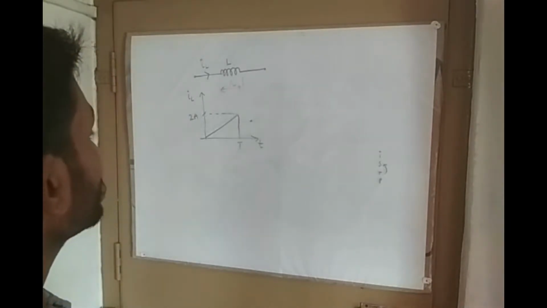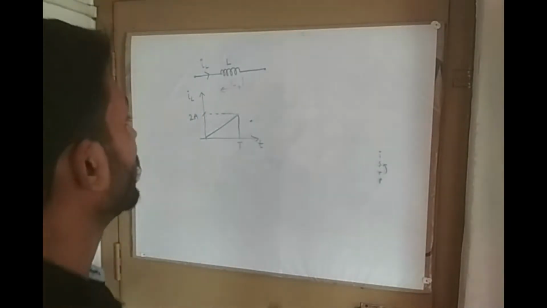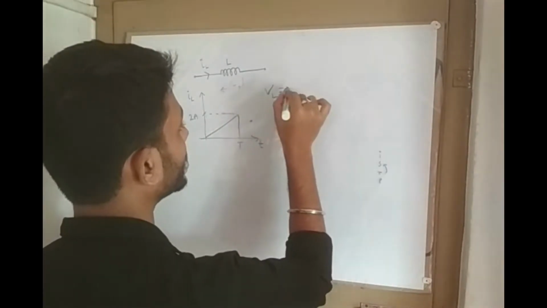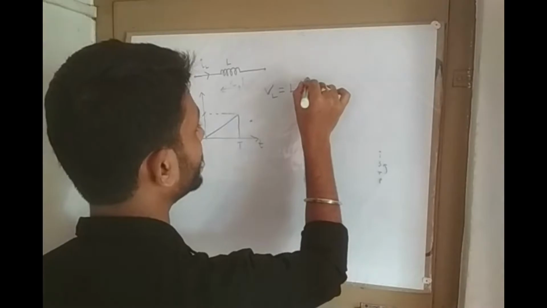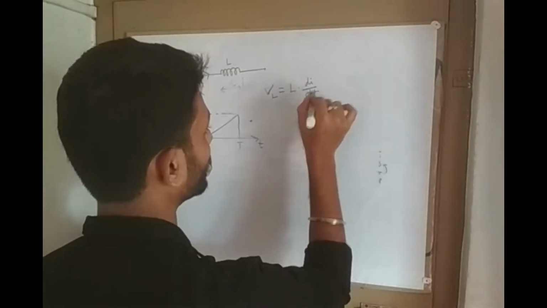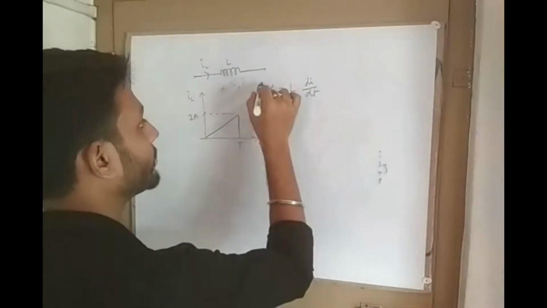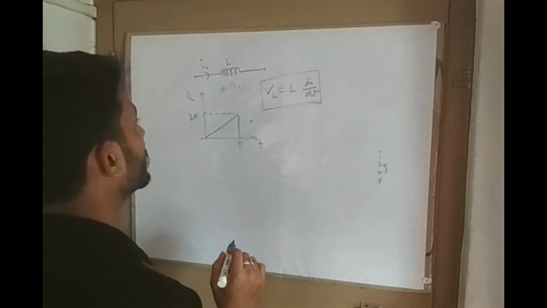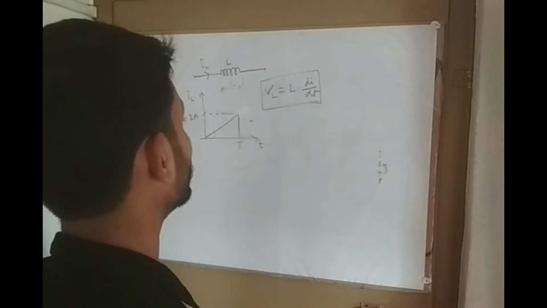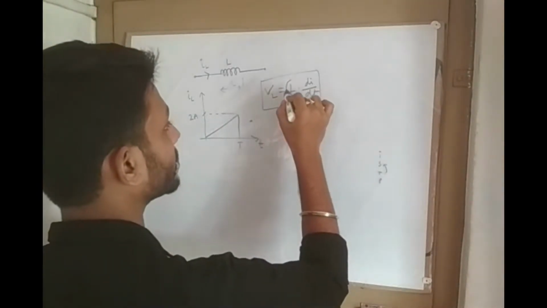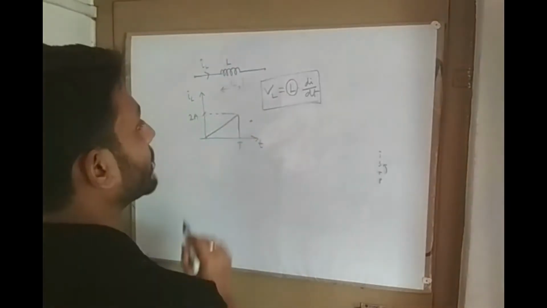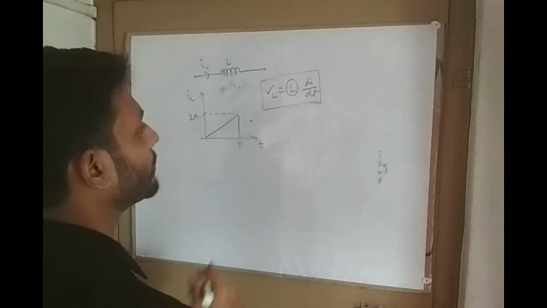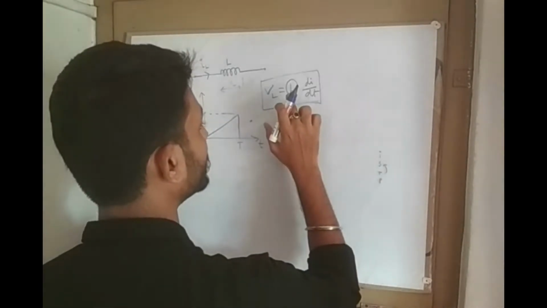Okay, what is the value of VL? VL equal to L di dt. We all know this is the formula of voltage across inductor, and you can see the L value is constant. Whatever may be the value of L, it may be 2 millihenry, 3 millihenry, whatever, it is constant.